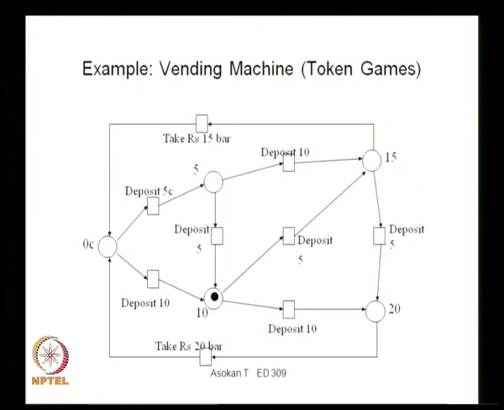So if you deposit 5, you can get a 15 rupees snack, or if you go for a 10, then you can take a 20 rupees snack. So here another 5 is given, so the 15 place now has a value, that status has been reached. So there is an option of taking the 15 rupees bar. So you can actually activate this transition of 15 rupees.